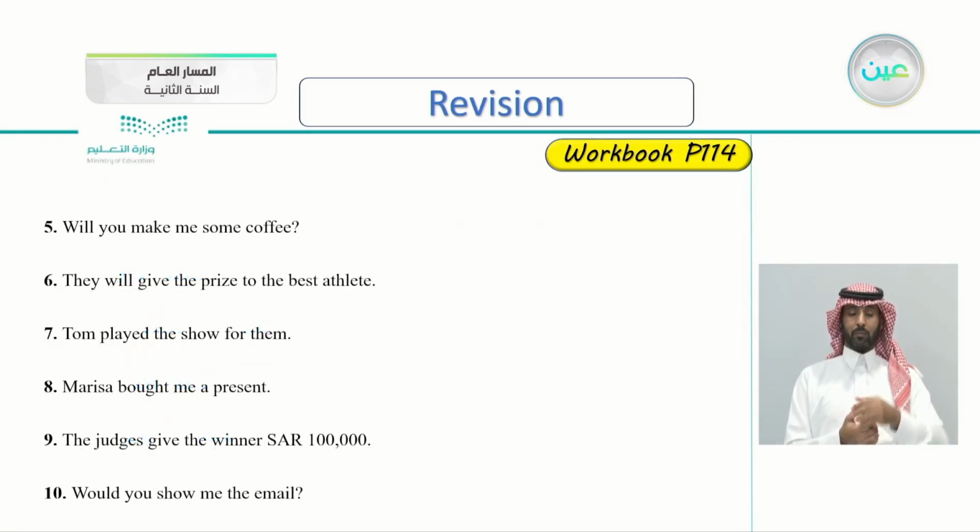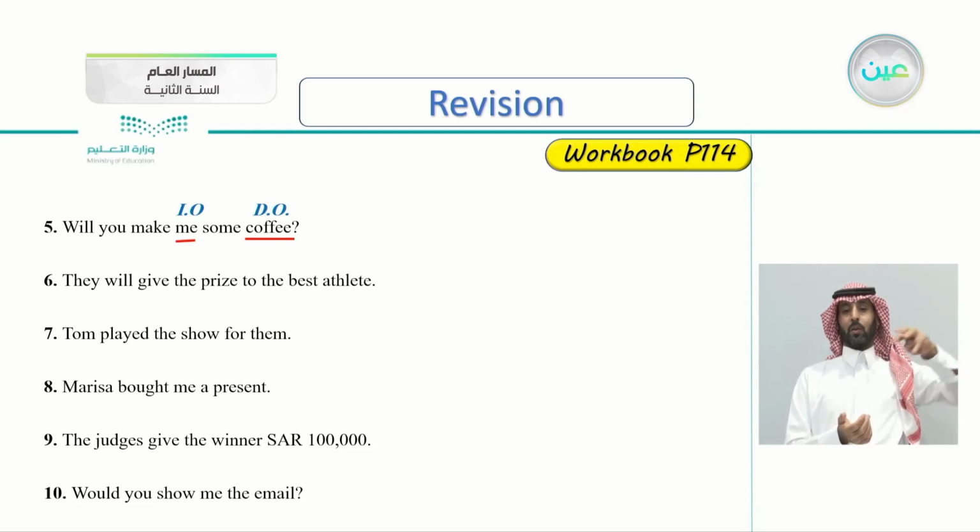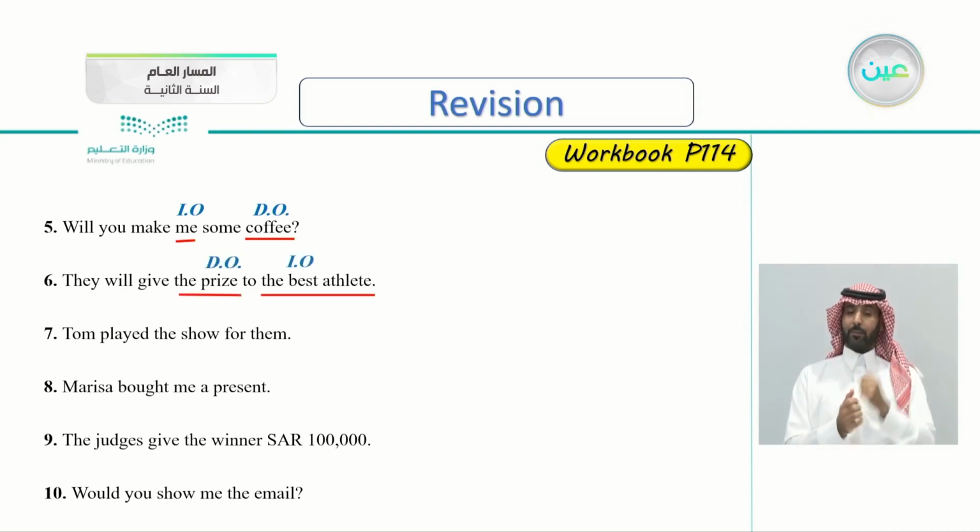Continuing here with number five, will you make me some coffee? Which is direct and which is indirect here? Yes, me is the indirect, coffee is the direct. Number six, they will give the prize to the best athlete. We have two objects here. The direct object is the prize and the best athlete is the indirect object. Number seven, Tom played the show for them. The show is the direct object, the indirect object is them.